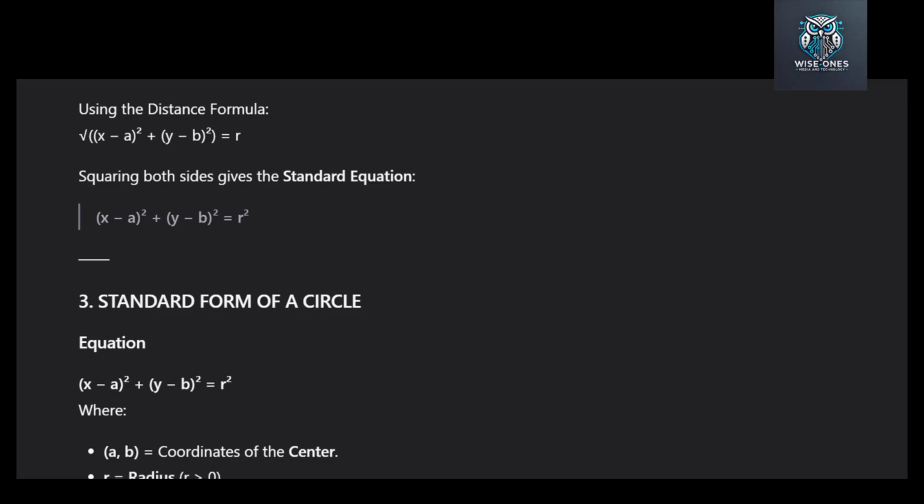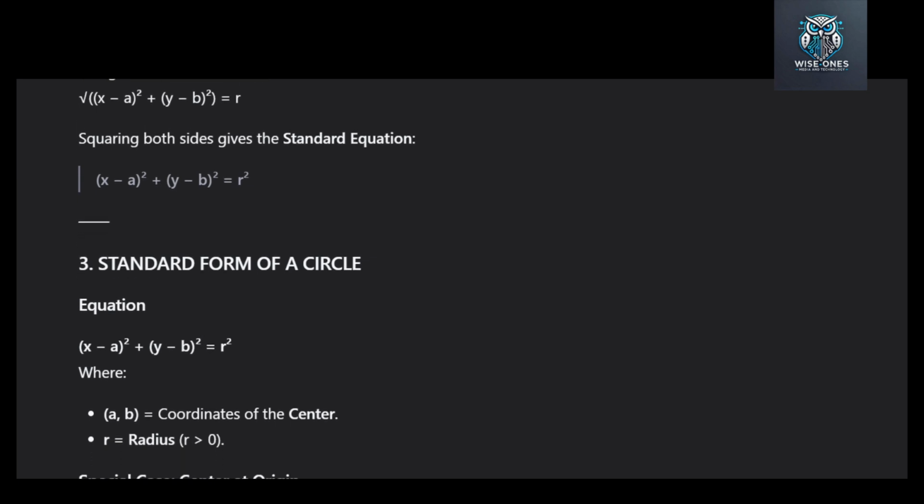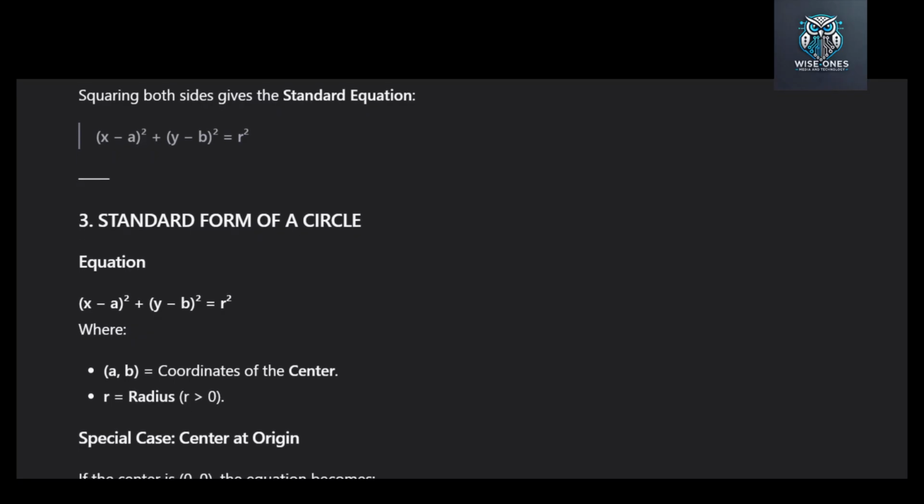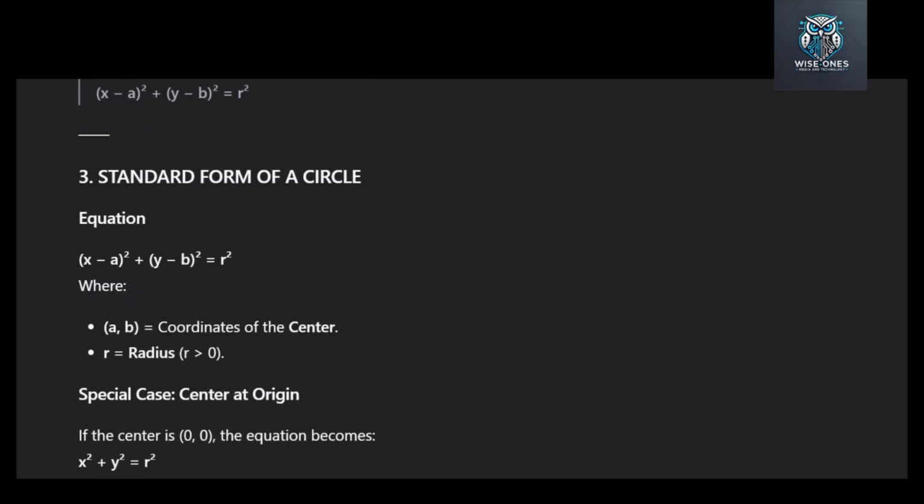To remove the square root, we square both sides. This gives us the standard equation: (x minus a) squared plus (y minus b) squared equals r squared. Please write this equation down. It is the most important formula for this lesson.